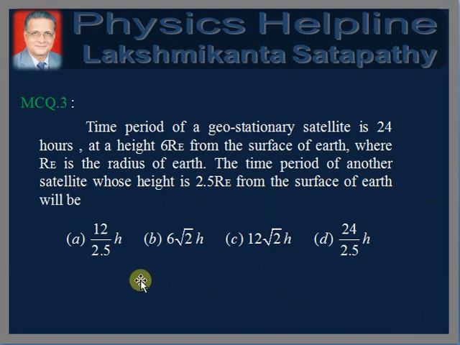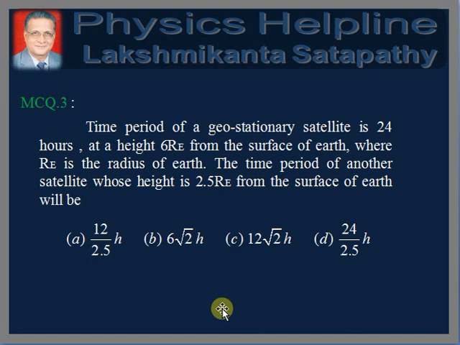Now for question 3, it is about the time period of satellites. It is given that for a geostationary satellite, the time period is 24 hours and it revolves at a height of 6 RE from the surface of the earth, where RE is the radius of the earth. The time period of another satellite, which is revolving at a height of 2.5 RE from the surface of the earth, we are required to find. The options are given in the question. We are required to find the correct option.